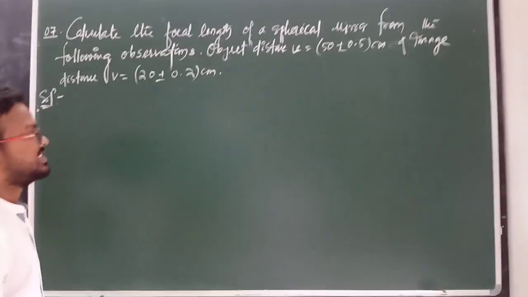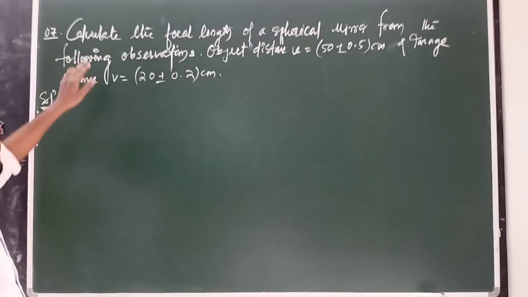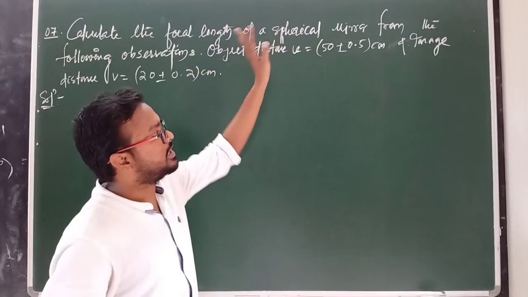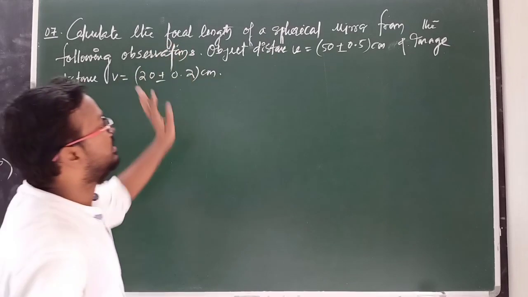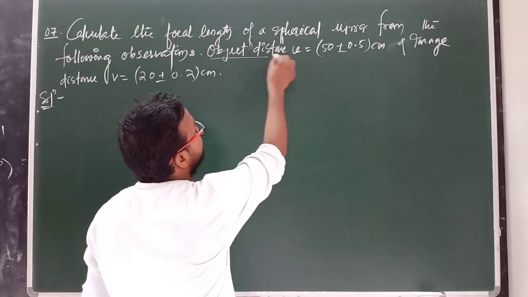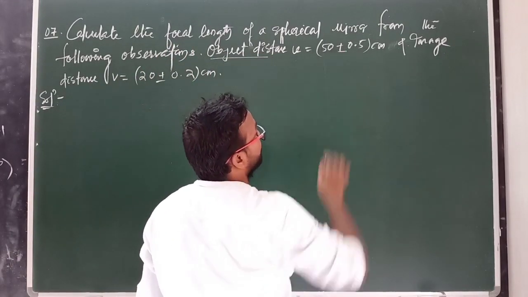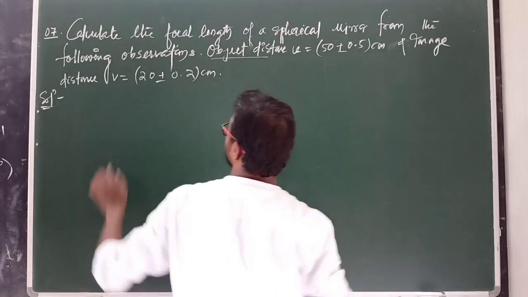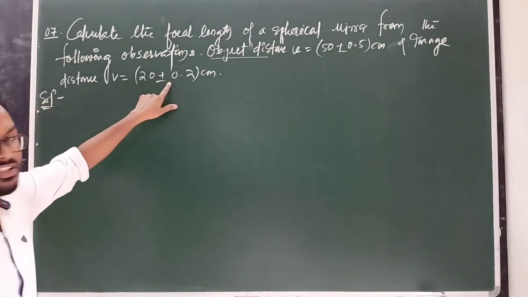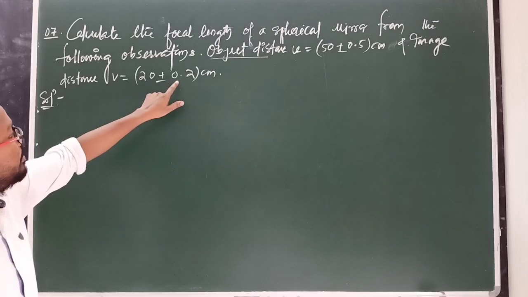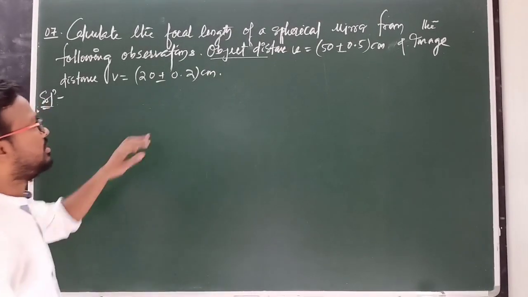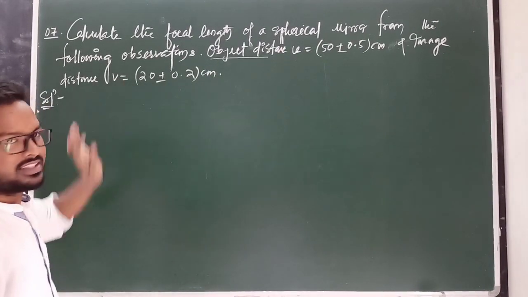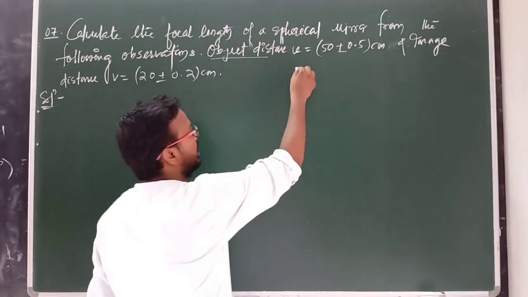Now let's start another question. Calculate the focal length of a spherical mirror from the following observations. It is given that the object distance u is 50 plus minus 0.1 centimeter and the image distance v is equal to 20 plus minus 0.2 centimeter. Clear? So it is given the object distance and image distance. You already know the focal length. How to calculate it in the spherical mirror case?